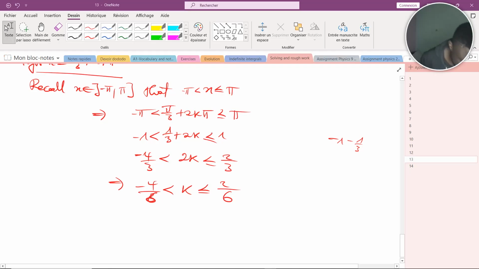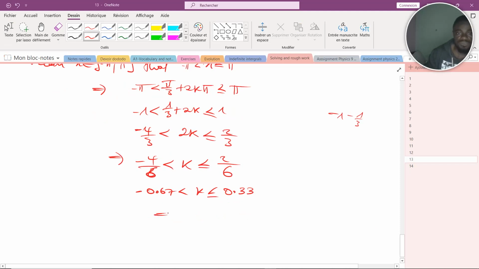I'll have 0.67, minus 0.67 less than or equals to k less than or equals to 2 divided by 6. 2 divided by 6, we have 0.33.